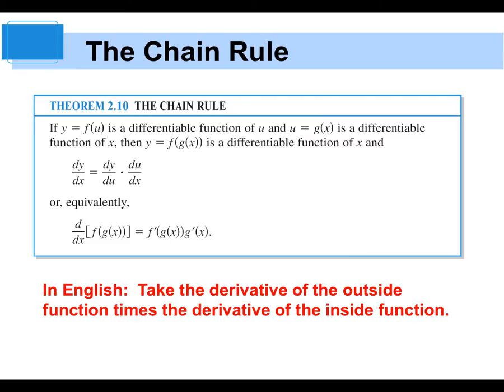Okay, so in English, take the derivative of the outside function times the derivative of the inside function. So again, like peeling an onion, you start from the outside and you work your way in. Okay. Now they talk about some notation up here. So they give you an FU.